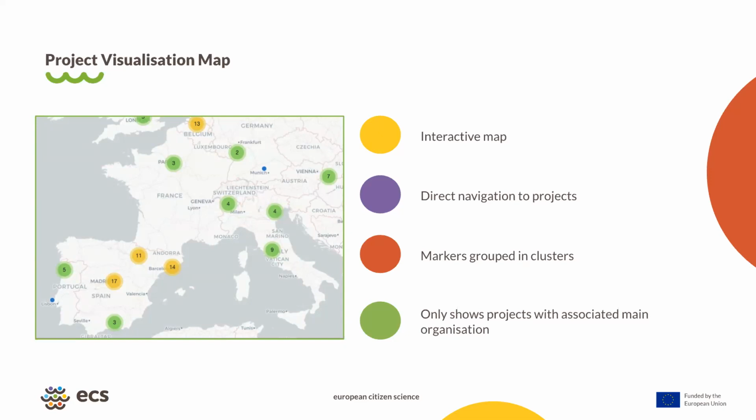When a user creates a project in the platform, they don't have to say in which location this project belongs. So at the moment, projects are shown in the location associated with their main organization. What's the meaning of this? Only those projects associated with a main organization are visible on the map.